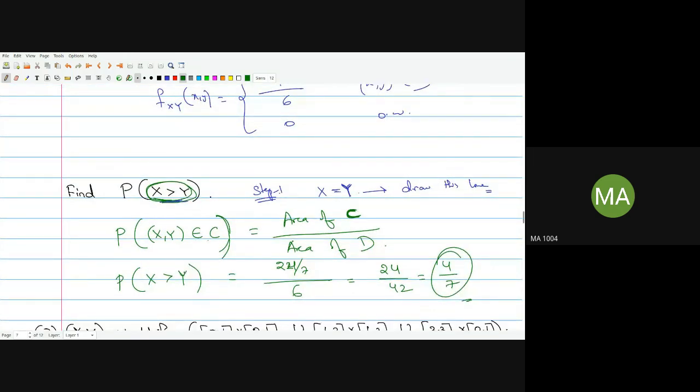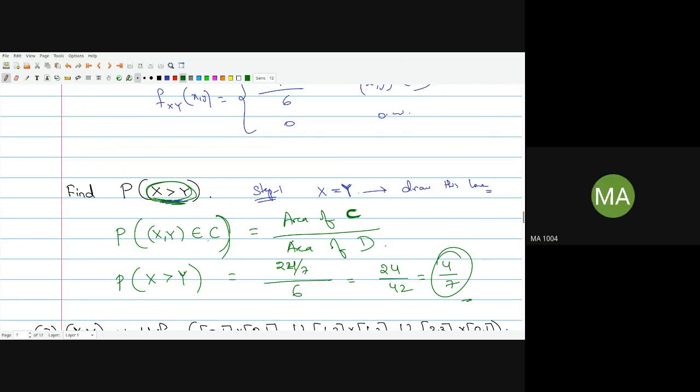There are 2 to 3 steps involved in these kinds of problems, when it is uniform only. There is no need of integrals to compute the probabilities. Just with areas itself, we can compute the probabilities of the event they are asking.